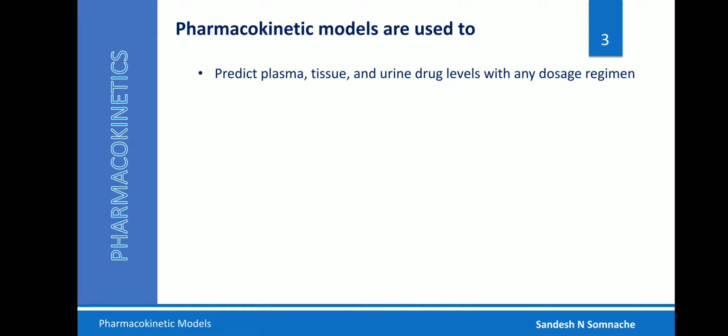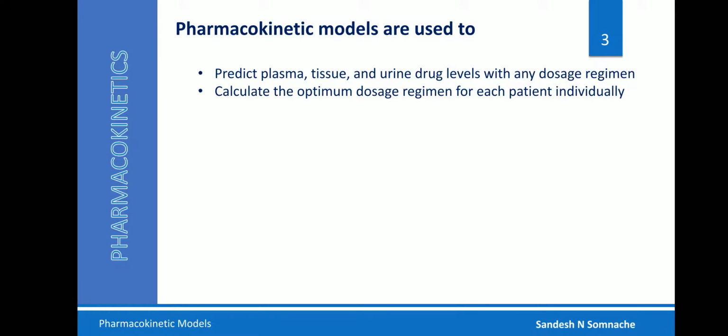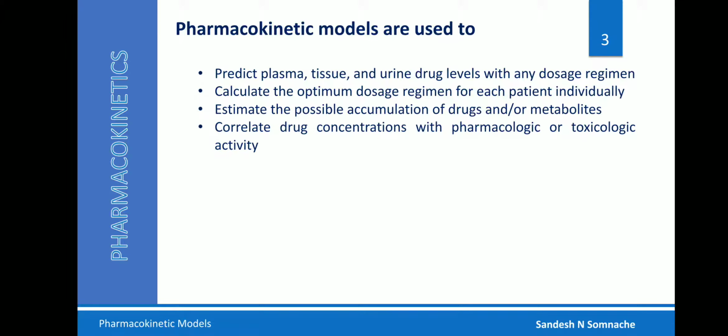These pharmacokinetic models are used to predict plasma, tissue and urine drug levels with any dosage regimen. They are also used to calculate the optimum dosage regimen for each patient individually, and to estimate possible accumulation of a drug and its metabolites.